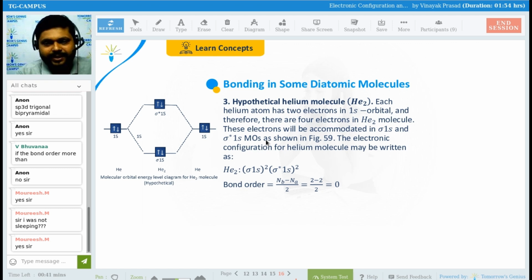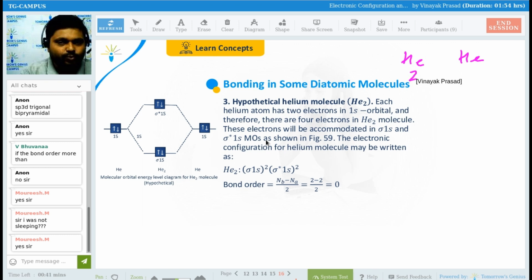Hypothetical helium molecule He2. Each helium atom has 2 electrons in the 1s orbital, and therefore there are 4 electrons in He2, because the He atoms will be combining. One He atom has 2 electrons, so these will be combining and forming molecular orbitals. So the He2 molecule will be formed. These electrons will be accommodated in sigma 1s and sigma star 1s.